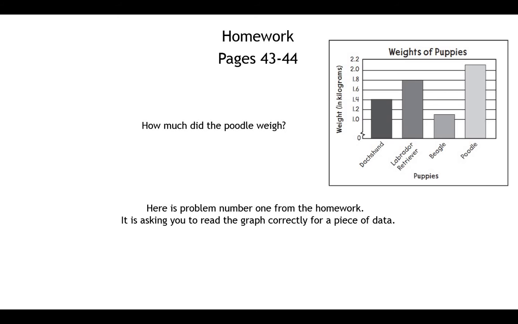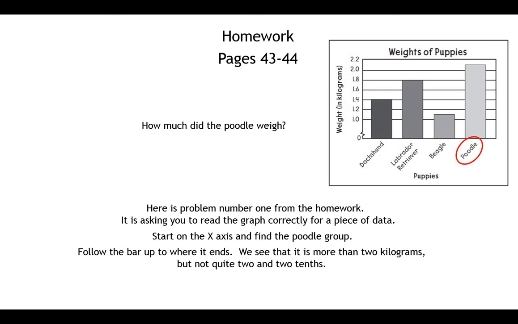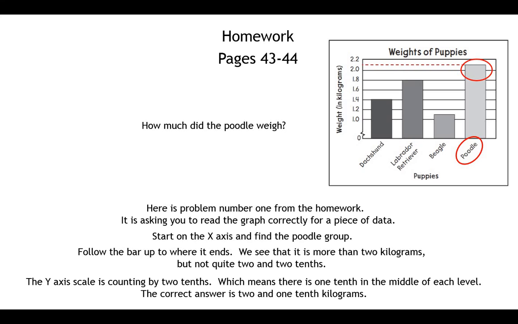Here is problem number 1 from the homework. It is asking you to read the graph correctly for a piece of data. How much did the poodle weigh? Start on the x-axis and find the poodle group. Follow the bar up to where it ends. We see that it is more than 2 kilograms, but not quite 2 2/10. The y-axis scale is counting by 2/10, which means there is 1/10 in the middle of each level. The correct answer is 2 1/10 kilograms.